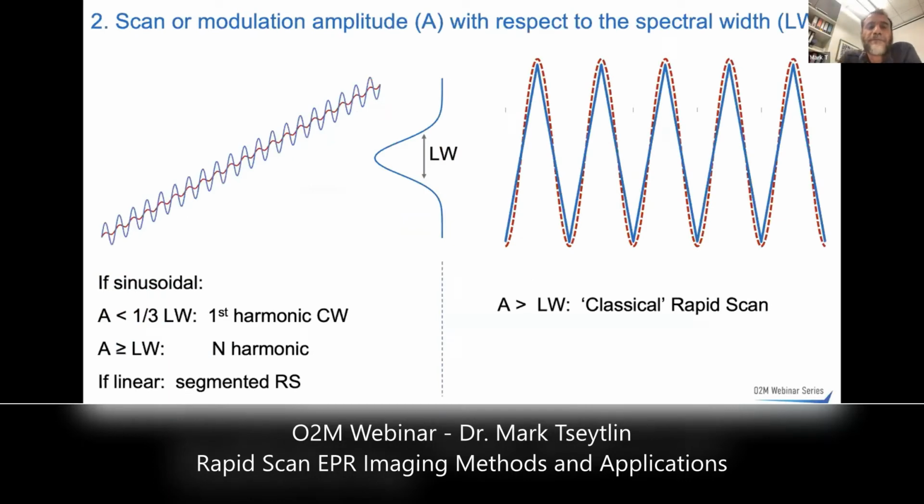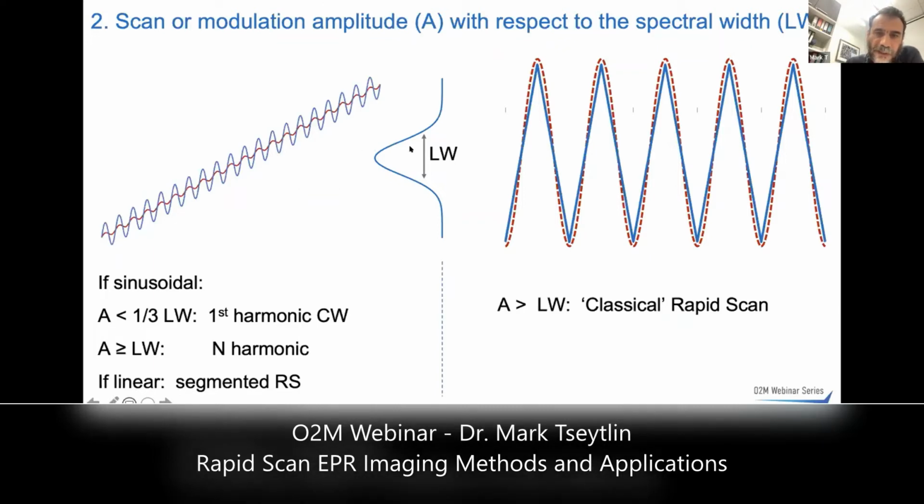So in terms of scan amplitude, the classical approach for first harmonic, as I mentioned, is that you want your amplitude of modulation to be smaller than the line width. So this is the EPR spectrum with line width.